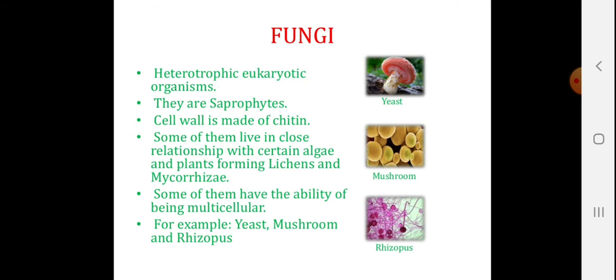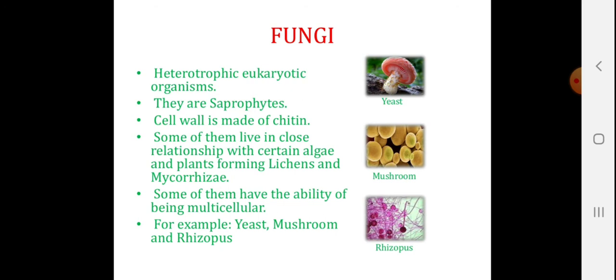They are heterotrophic eukaryotic organisms. Now break the word heterotrophic. That means it depends on others for food because it does not have chlorophyll. Eukaryotic means having all cell organelles well defined. They are saprophytes. They take food from dead and decaying materials. The cell wall is made of chitin.